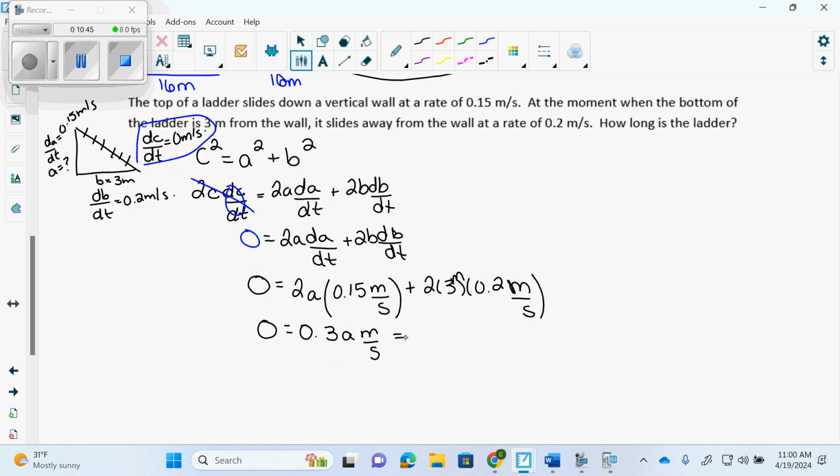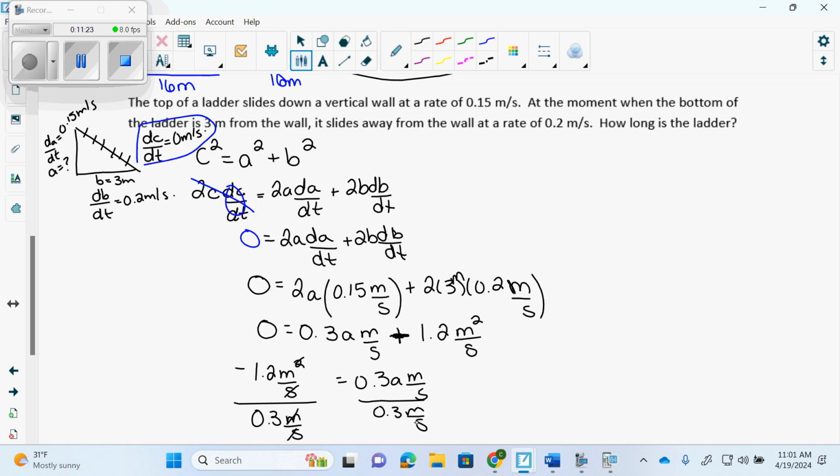And then here we get 6 times 0.2. What's that? 1.2 meters squared per second. So that's a plus sign. Okay, so we can subtract that over, negative 1.2 meters squared per second, and then we get equals 0.3a meters per second. Divide by 0.3 meters per second. And this cancels off this, the seconds cancel off this. And what does A equal?